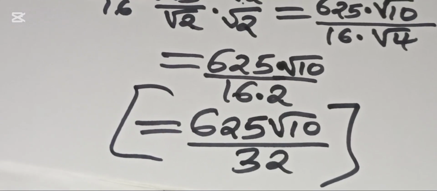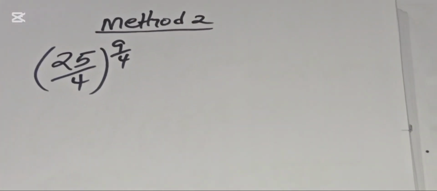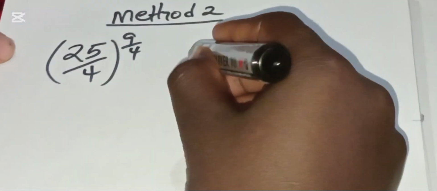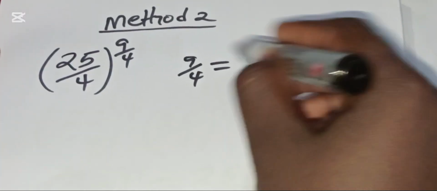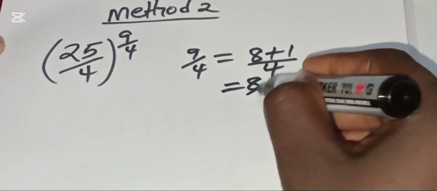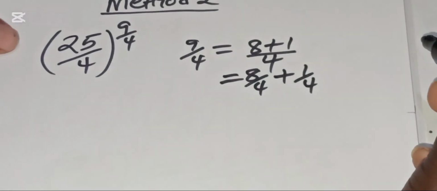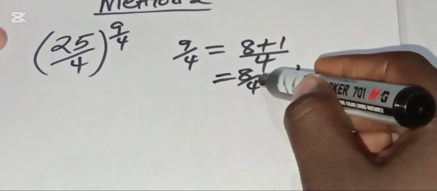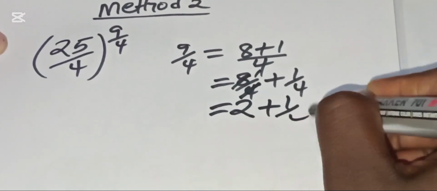Let me show you the second method, how to solve this math problem. Now for method 2, we have 25 over 4 raised to power 9 over 4. Now from here, 9 over 4 can be expressed as 8 plus 1 over 4, which is the same thing as 8 over 4 plus 1 over 4. Okay, now from here, we divide both sides by 4, so we'll have 2 plus 1 over 4.